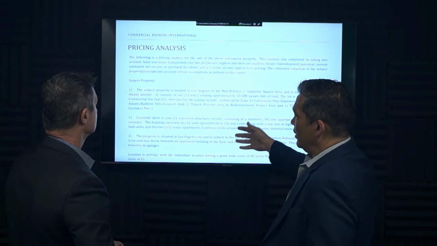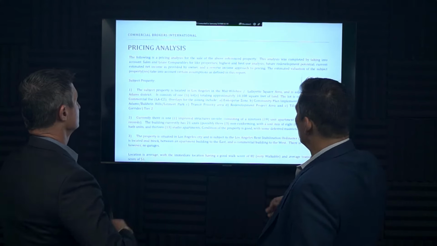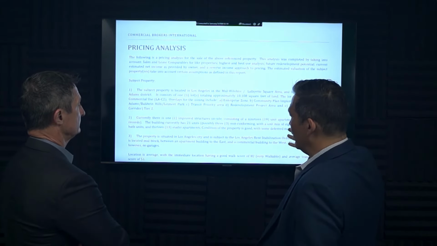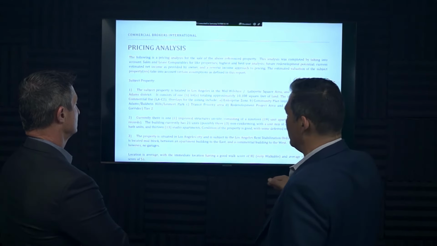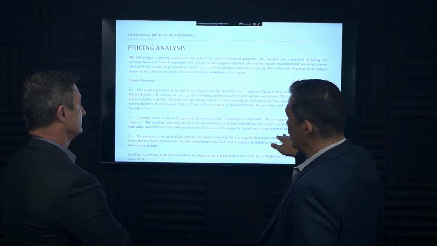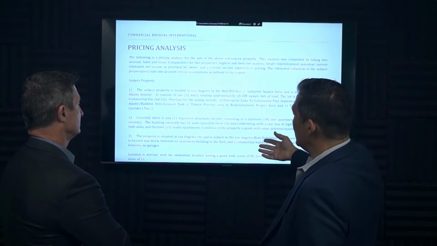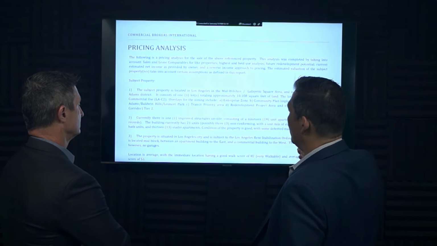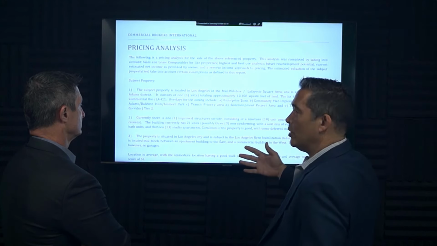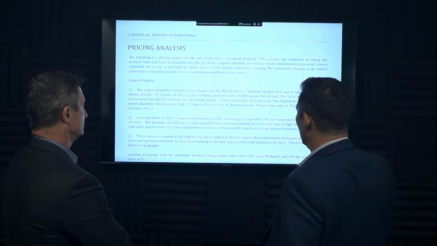Okay. So as we look at the other metrics, currently it's 1 improved structure, 19 units, everything that we talked about, but now we have the unit mix. We have 8 one-bedrooms and 13 studio apartments in there. Condition of the property is good, some deferred maintenance. It is subject to the Los Angeles Rent Stabilization Ordinance, and it's located mid-block between an apartment building to the east and a commercial building to the west.